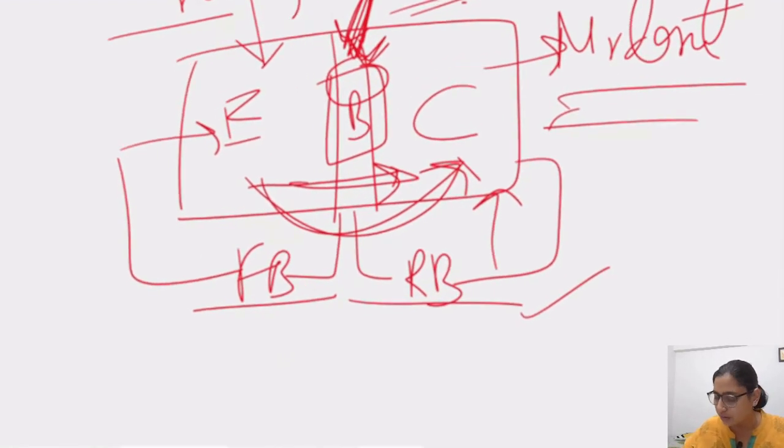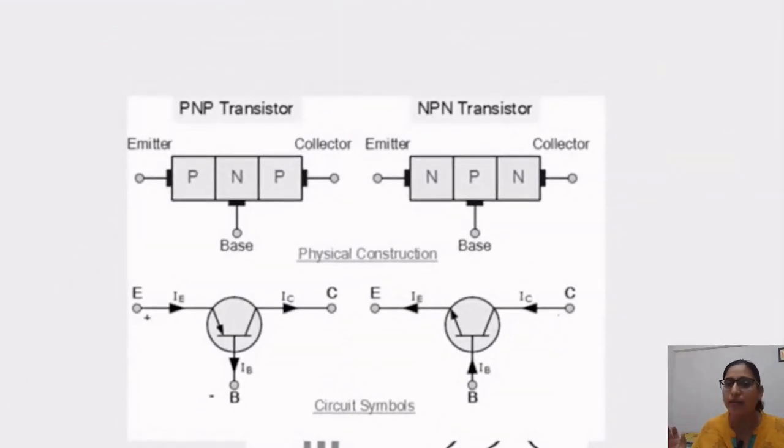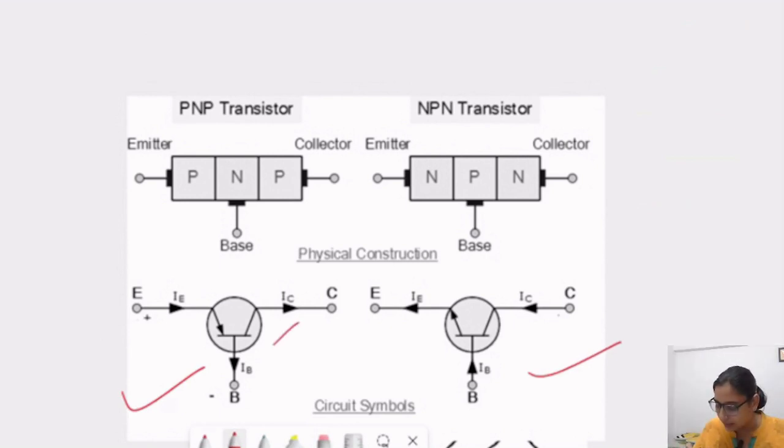Now this is the structure of our NPN and PNP transistors: emitter, base, collector. In the NPN the P layer is in between, and in the PNP the N layer is in between, and this is the symbol for PNP and this is the symbol for NPN. Here we can see three types of current: emitter current IE, collector current IC, and base current IB. Similarly, here also IC, IB, and IE.